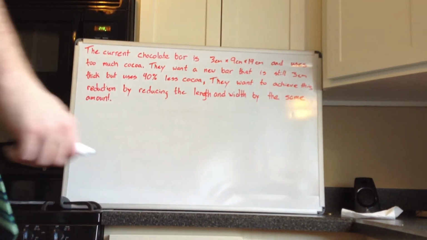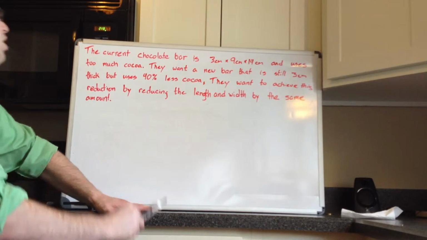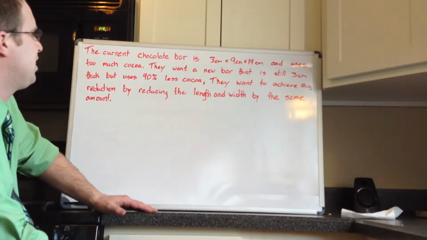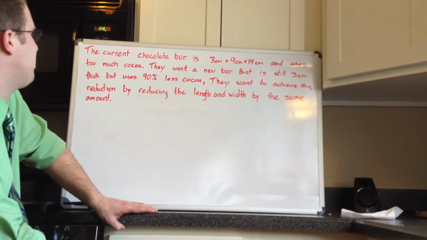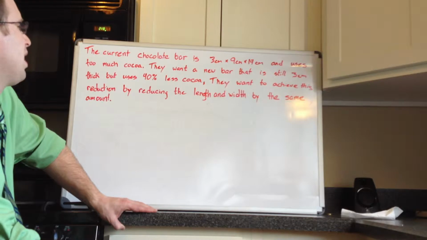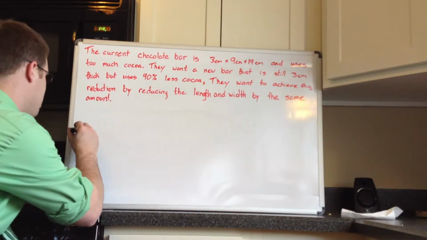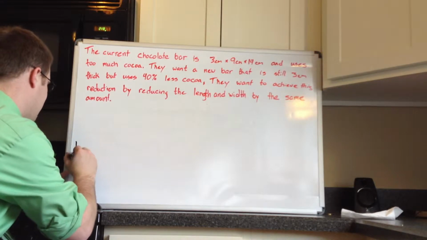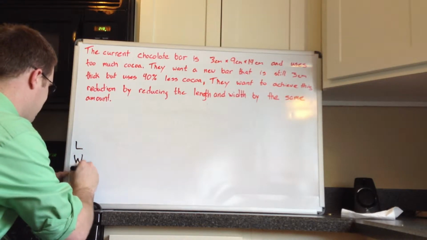Alright, quickly, this is a problem a lot like the one you're going to see on the homework, but with different numbers. It says the current chocolate bar is 3 by 9 by 14 centimeters and uses too much cocoa. Management wants a new bar that is still 3 centimeters thick but uses 40% less cocoa, and they want to achieve this reduction by reducing the length and width by the same amount. So we need to find out what the new length, the new width, and the new thickness are.